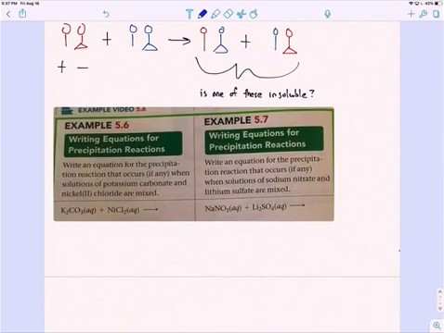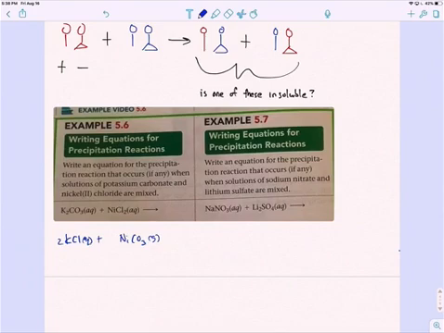So 5.6 here, we have potassium carbonate and nickel chloride. So the question is, KCl plus NiCO3, that's actually going to be 2 here. So are these going to be soluble or insoluble? All alkalis are soluble, so this is going to be soluble. And nickel carbonate, carbonates tend to be insoluble with the exception of alkalis and ammonia. And because of that, this is a solid and it will involve a precipitation reaction.